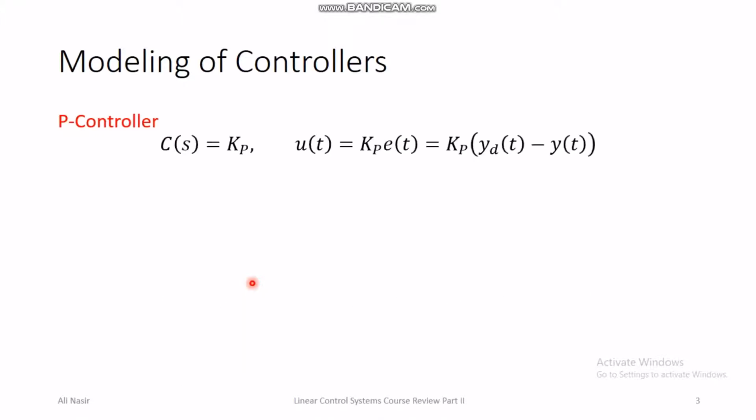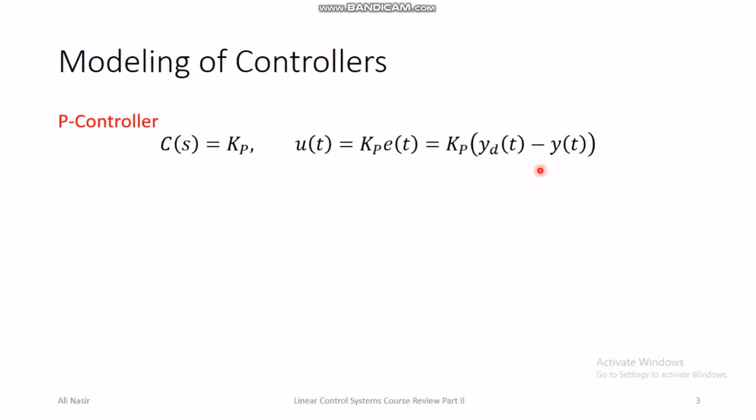It can be modeled by a constant gain Kp, and in time domain, the control input that corresponds to the P controller, in feedback control, is the constant gain Kp applied to the error between the actual and the desired value of the output. So this is the desired value and this is the actual value. The difference between actual and desired value is multiplied with the control gain, and the control input is applied to the plant until this difference becomes zero.